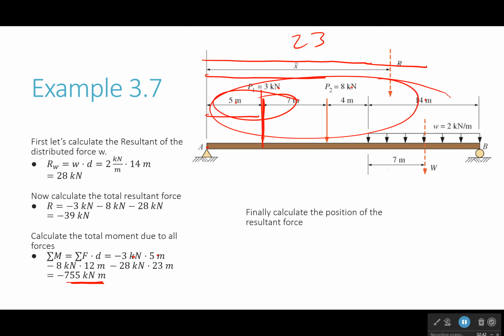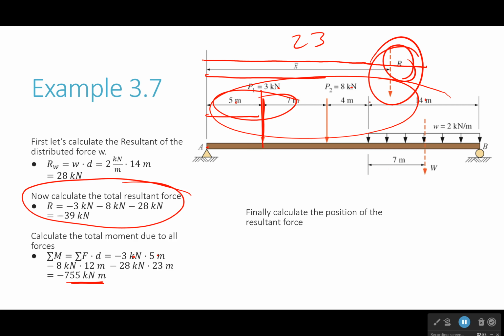And now we can calculate the position of the resultant force, because this resultant force has to have the same magnitude of force and the same magnitude of moment. And our moment is equal to force times distance. We know what the force is, we know what the moment is. That's an equation with only one unknown. So we plug it in here. What do we get? We get 19.4 meters. Be very careful with your signs, otherwise you're going to get it over here by accident. And so if it's not on the beam, you know you've made a mistake.